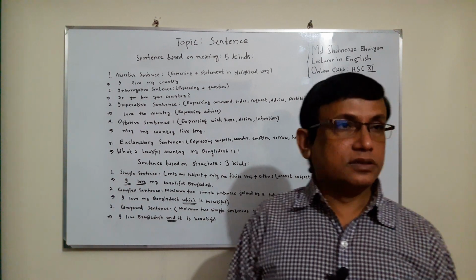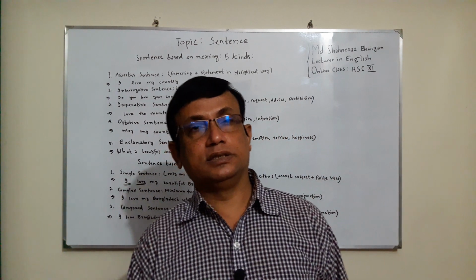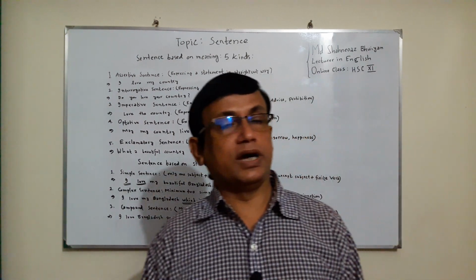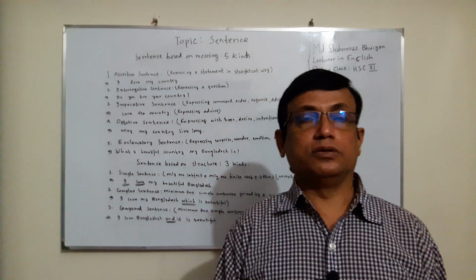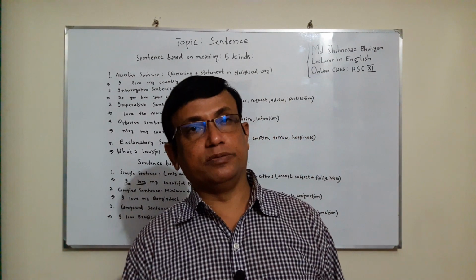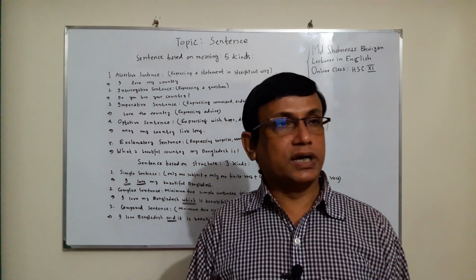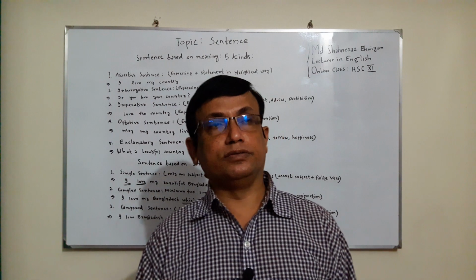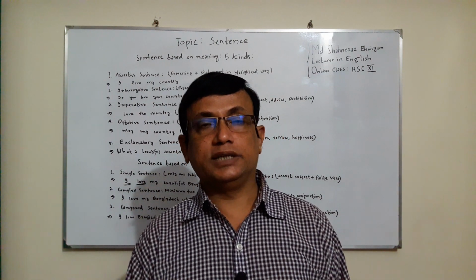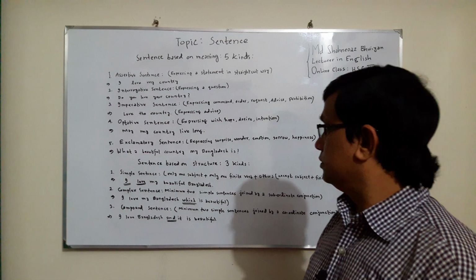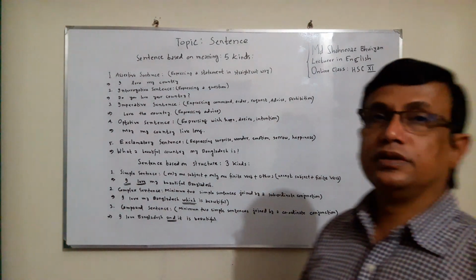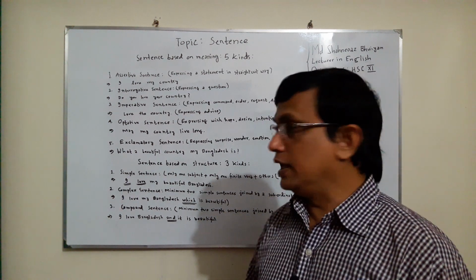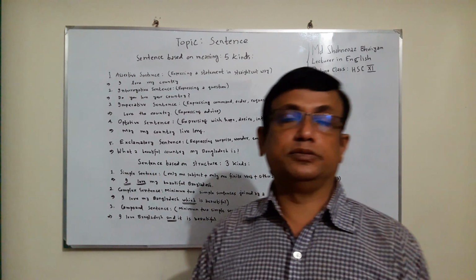A simple sentence is a sentence which has only one subject and only one finite verb, but no other subject and finite verb can be found in it. But except for the finite verb and subject, other words can be found in this sentence. For example, I have written on the board for a simple sentence, I love my beautiful Bangladesh. Here I is the subject and love is the finite verb, and it is a simple sentence.